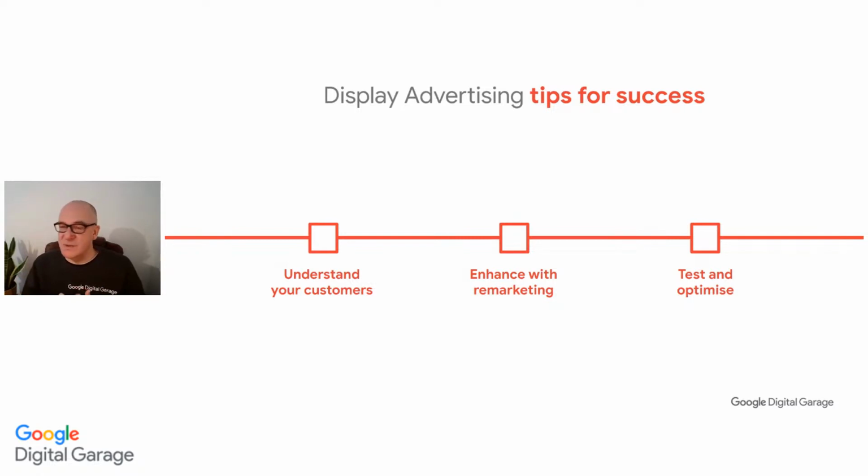You do need to test and optimize. Again, that is a really key and crucial part of digital marketing, that you do need to test and optimize. It's unlikely you're going to get it right first time. So it is an experimental process. You need an experimental mindset. Some things will work better than others.